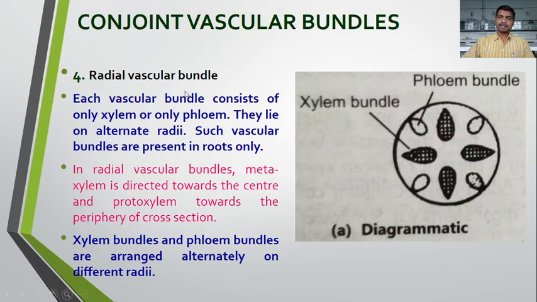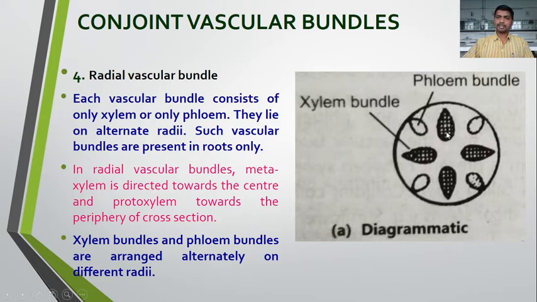The fourth type is the radial vascular bundle. Each vascular bundle consists of only xylem or only phloem. If both are present, we say it is a conjoined vascular bundle. But in case of a radial vascular bundle, the bundle consists of xylem only or phloem only. They lie on alternate radii. Such vascular bundles are present in the roots only. So here we can see this is one vascular bundle, this is another vascular bundle.